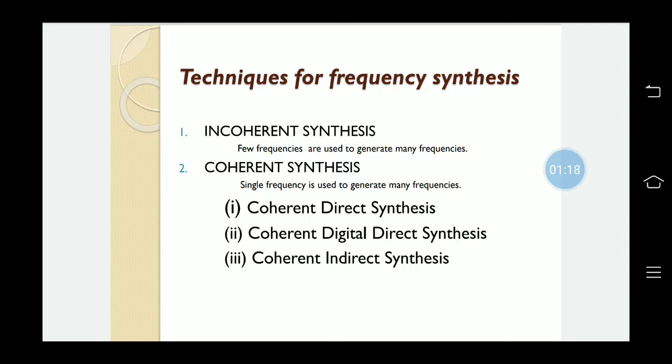Here, there are three types of models presented. First one, coherent direct synthesis. It is otherwise called arithmetic synthesis because it uses arithmetic operations like frequency mixers, frequency multiplication, frequency divider, etc. The second one, coherent digital direct synthesis. It consists of DAC, ROM, accumulator, etc. The last one, coherent indirect synthesis. It consists of voltage controlled oscillator, mixer, PLL, frequency multiplier, etc.